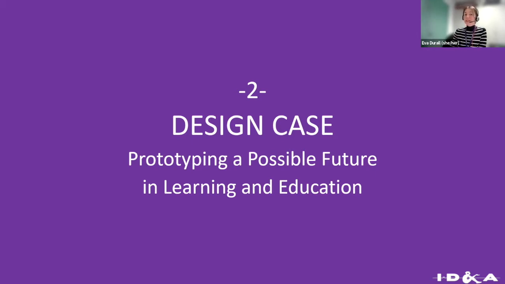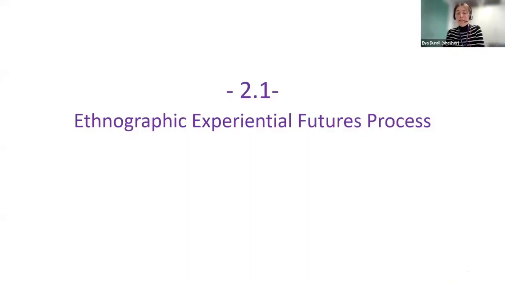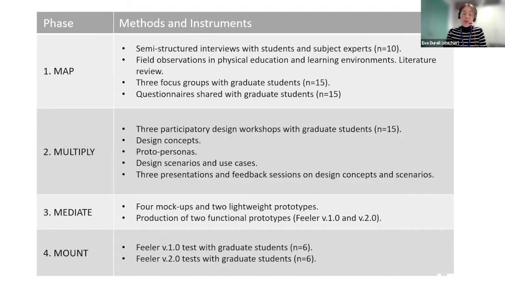So here the design case is prototyping a possible future of techno-monitoring in learning and education. The approach I was following is ethnographic experiential futures. This has been proposed by Candy and Kornet, building on ethnographic futures research and experiential futures; they make a combination, and that's something I built on for this research. I'm not going to get into detail here, as we have little time, but the process identifies four phases: map, multiply, mediate, and mount.